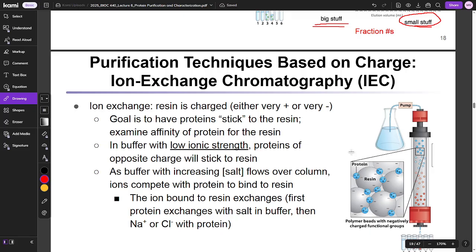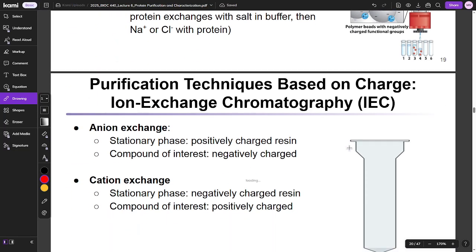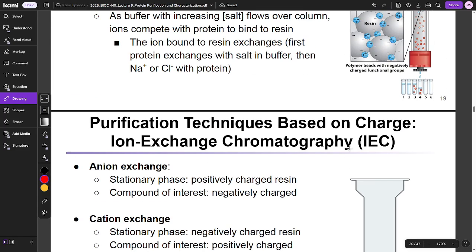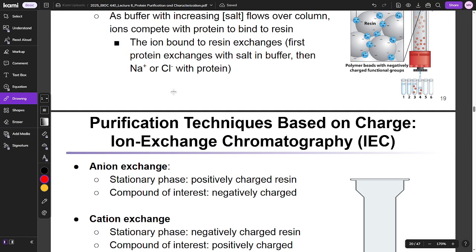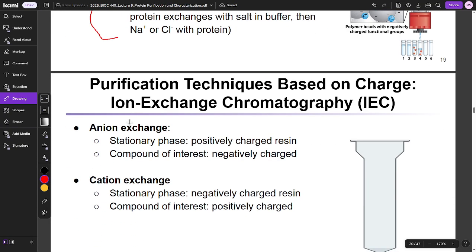Ion exchange chromatography is a fun one. There are different types of anion exchange columns, right? It's either very positive or very negative. The idea is that you want the protein to stick to the resin, and this basically tells you about the charge of the protein at any given pH. I'll cover this more when we get to it.